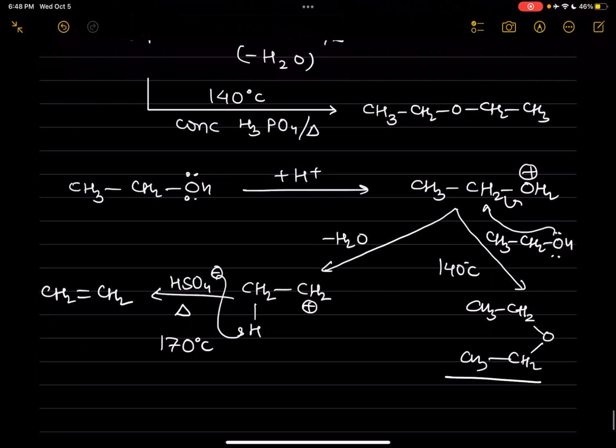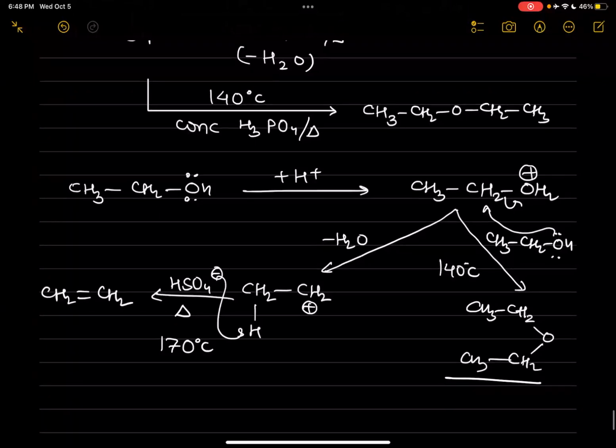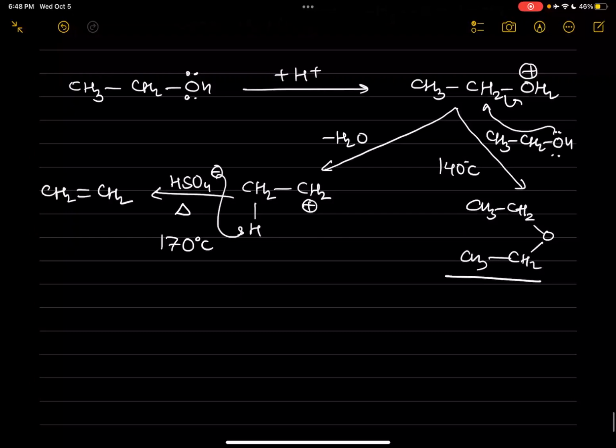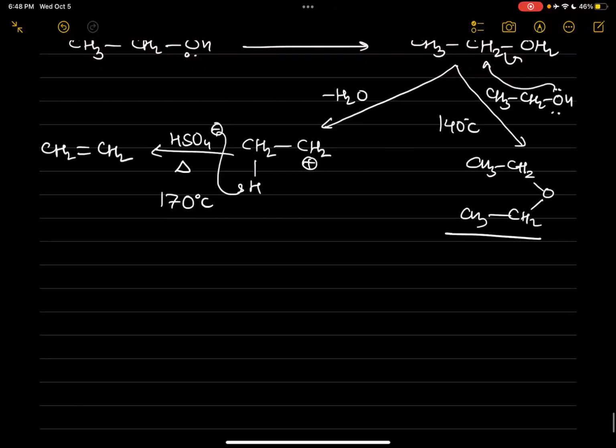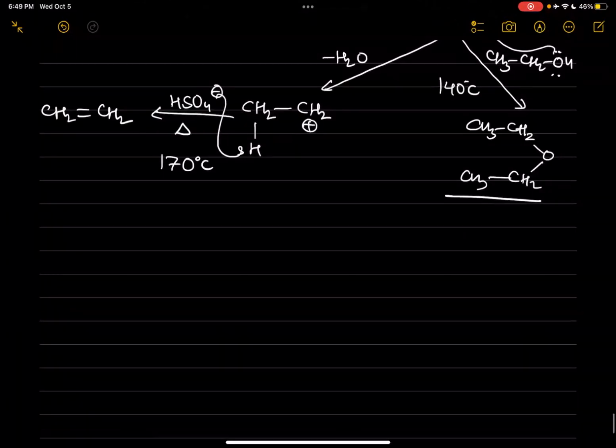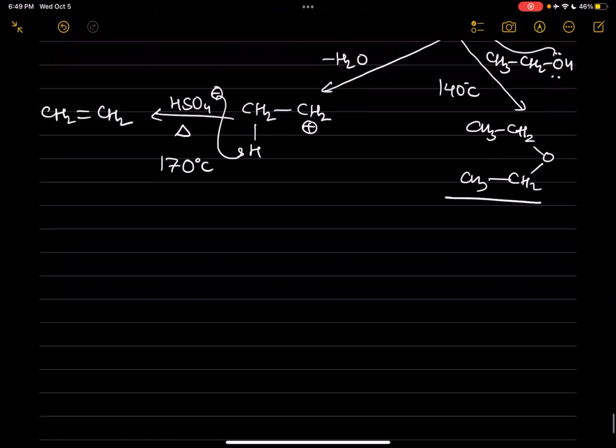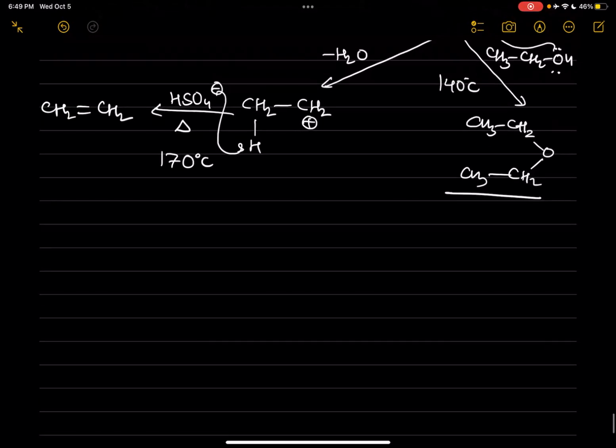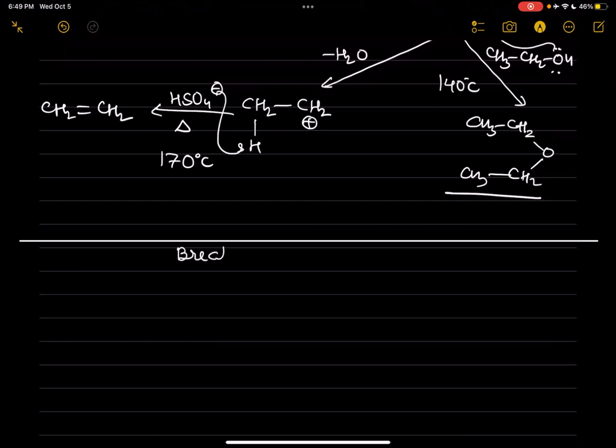So now the next thing: this is making of ethers. Next is breaking of ethers. How do you break ethers? Any idea? Actually, breaking of ether is just a common way of writing. The more appropriate way would be cleavage of ethers.